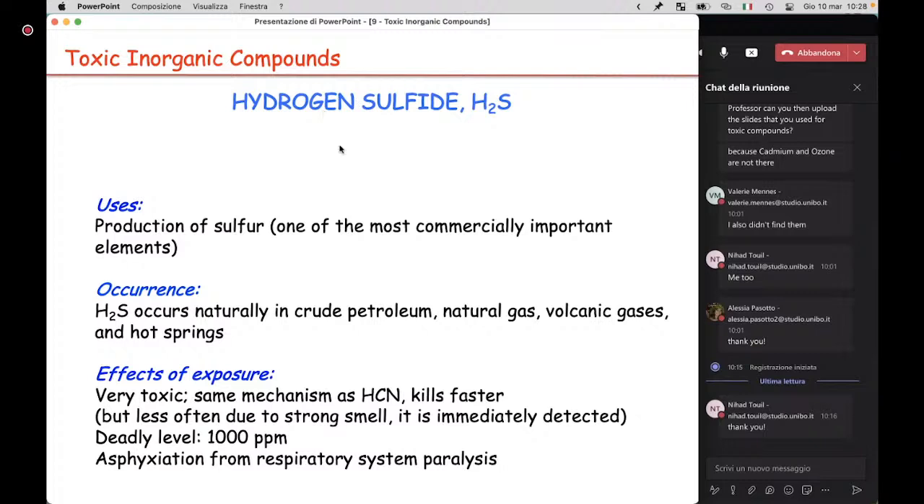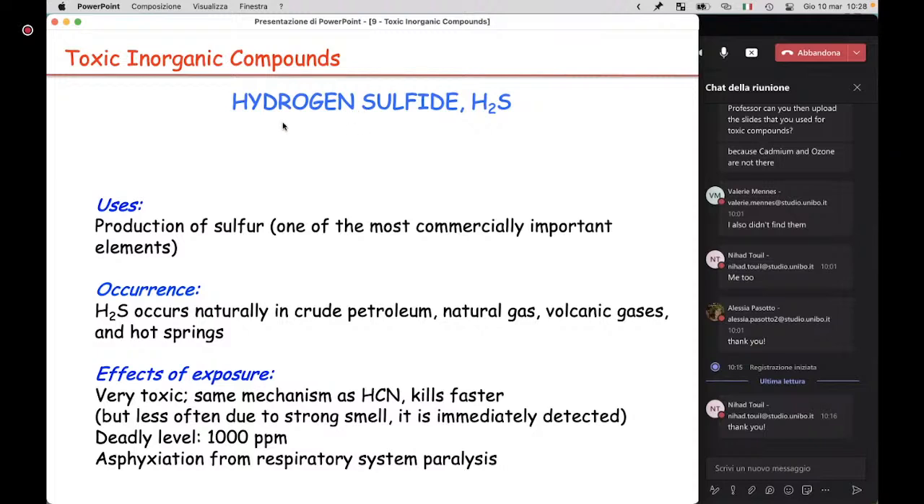Hydrogen sulfide is a weak acid. It is used very frequently for the production of sulfur, and sulfur is very important for a lot of chemical and other manufacturing processes. So sulfur is one of the most important chemicals nowadays to be produced all over the world. So you can imagine, since hydrogen sulfide is used for its production, it is also one of the most important chemicals nowadays.